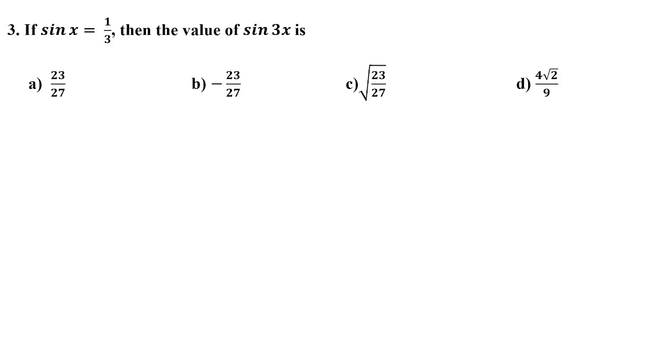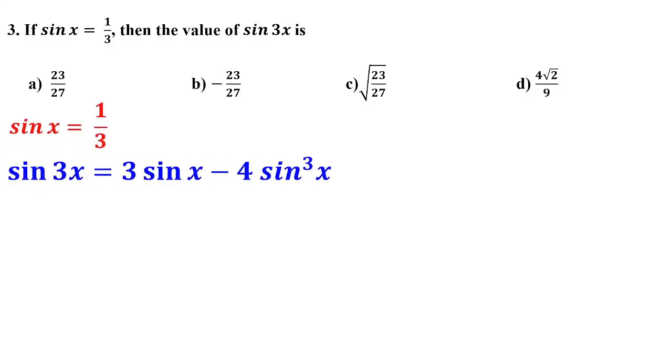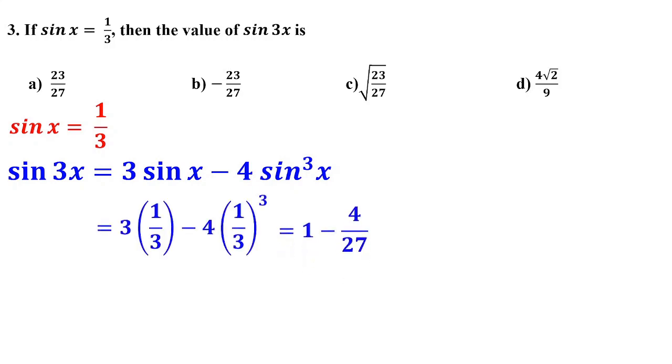Sin x is 1 by 3. Then we have to find the value of sin 3x. Simple. We have to use the formula for sin 3x: 3 sin x minus 4 sin cube x. Substitute now: 3 into 1 by 3 minus 4 into 1 by 3 the whole cube. That is 1 minus 4 by 27. So the answer is 23 by 27.